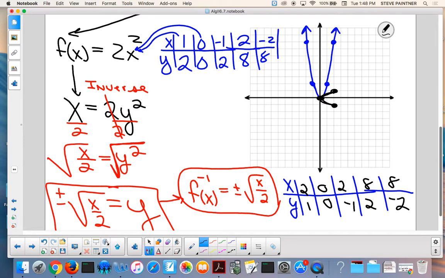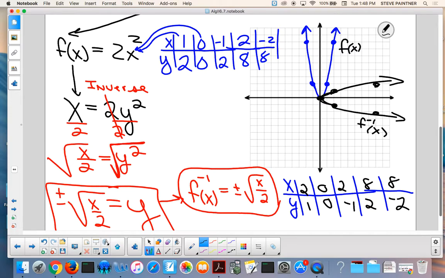What's it look like right now? It's a parabola going which way? Sideways. So it's the same graph, just turned sideways. Okay. 8, 2 is here, and 8, negative 2 is here. This is the function f of x. This is the inverse function, f of x to the negative 1. Good?